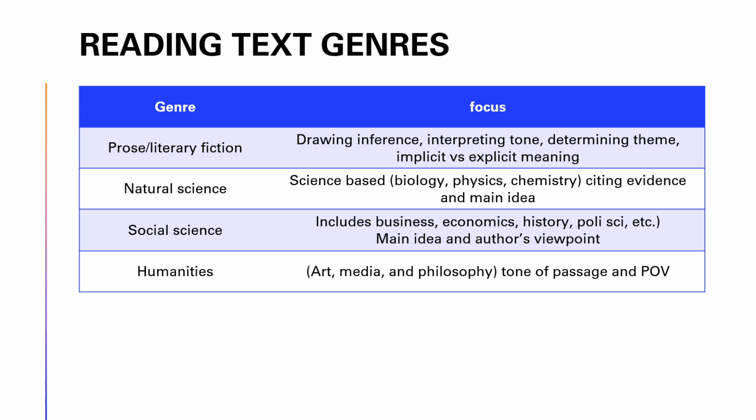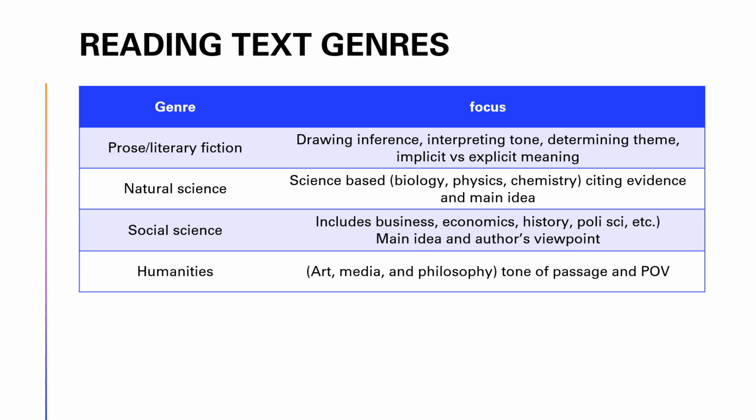Your social science passages are going to be your business articles, your economic articles, history articles, political science. Poli-sci, or political science articles, those sort of things. Again, they don't want to know if you paid attention in your economics class. They don't want to know if you paid attention in your history class. They want to know, can you read this text and find the main idea? Can you give us the author's viewpoint? How does the author view whatever the subject is?